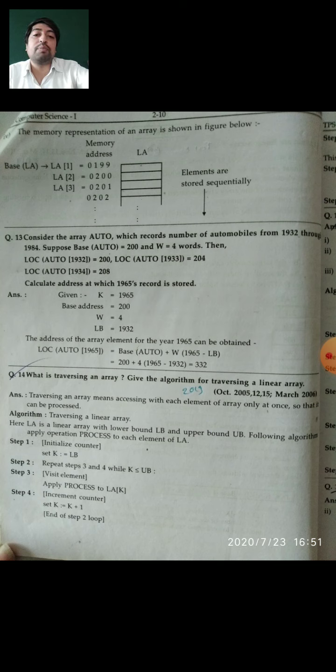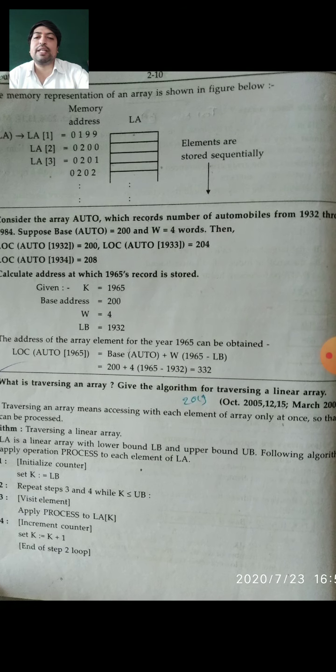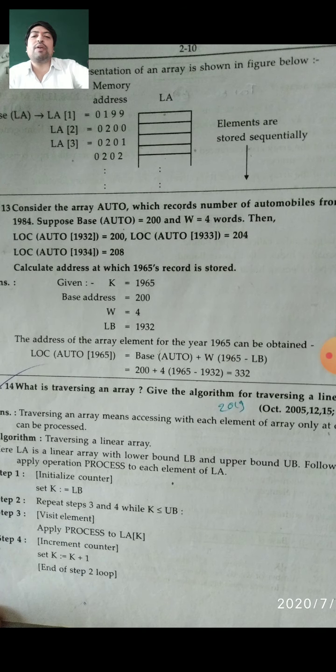1965's record is stored means this is the kth element. The kth element is 1965. So whenever we write the answer, you can see in an easy sense that given k is equal to 1965, base address is equal to 200, W, the word per memory location, is equal to 4, LB, the lower bound, is equal to 1932. The data has already been given in the question, so you can easily write the given part. Whatever is given inside the example, you can write.